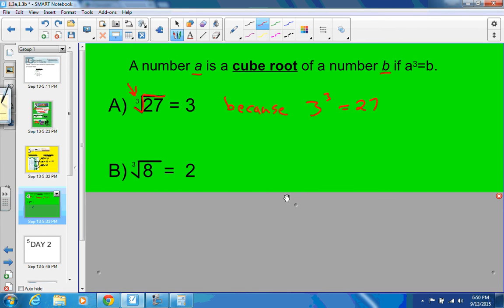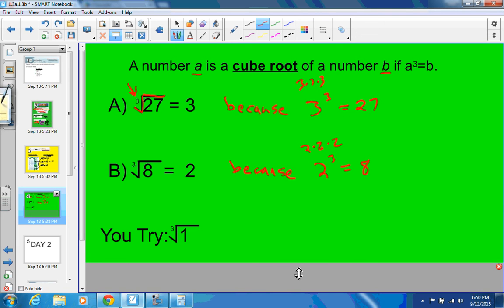Cube root of 8 would be 2. And hopefully you're catching on. It's because 2 cubed is 8. So 2 times 2 times 2 is equal to 8. This one up here was 3 times 3 is 9 times 3 is 27. Okay, let's do one more. Cube root of 1. I want you to try that on your own. What times itself will get you to 1? Hopefully that was an easy one for you. It is equal to 1 because 1 cubed equals 1. Now that's not 1 times 3. That's 1 times itself 3 times. And 1 times 1 times 1 is just equal to 1.